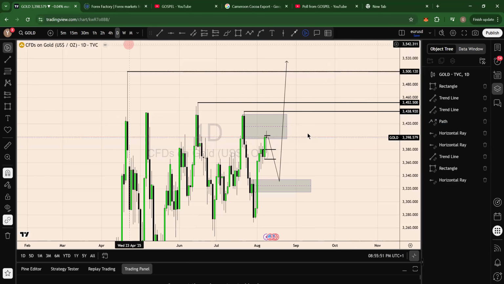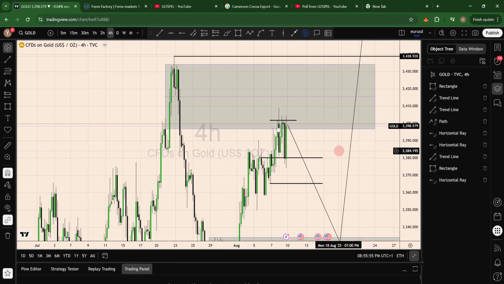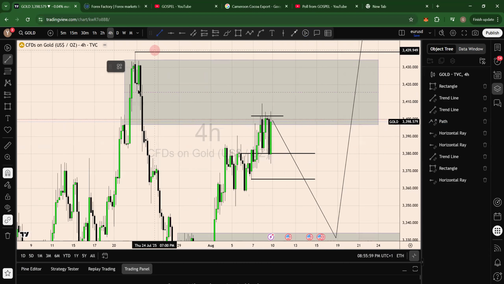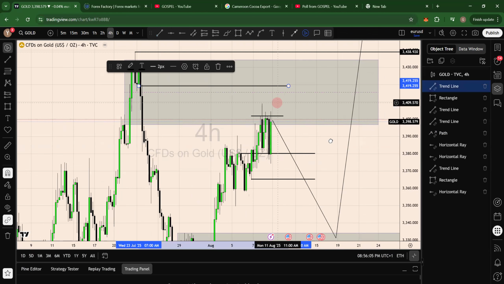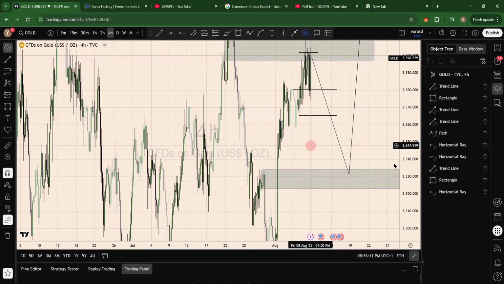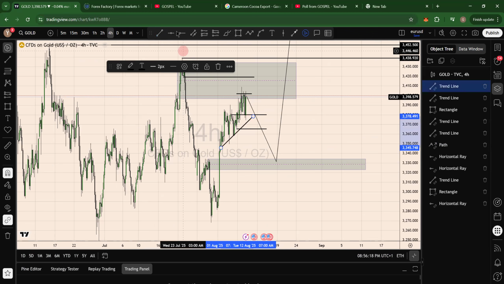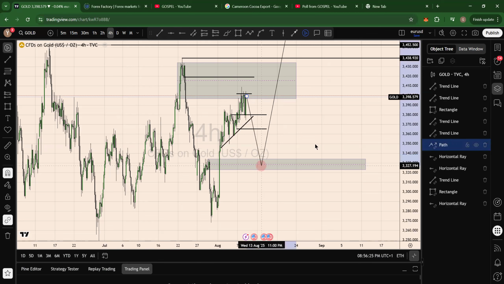Let's see the 4 hour. Okay, so maybe with this consolidation, we can have a spike up to this other block here, and then price trades back down to that breaker block here. This is a very nice breaker block, very, very nice, with a lot of trendline liquidity in it. So I'd love to buy gold if it trades down to this breaker here.